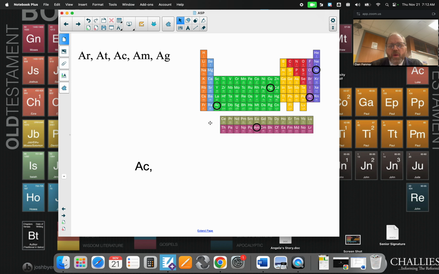Remember, this row, these 14 4f elements with the electron configuration, are actually between La and Hf. So La is bigger than all 14 of these, and all 14 of these are bigger than Hf. Similarly, Ac, actinium, is bigger than all 14 of these in the 5f, so thorium through lawrencium, and thorium through lawrencium is bigger than Rf, rutherfordium. So the next biggest one right next to it would be Am. Now the ones that are left, we have these 3 elements left. The one that's farthest down would be At, followed by Ag, and the smallest there is Ar.